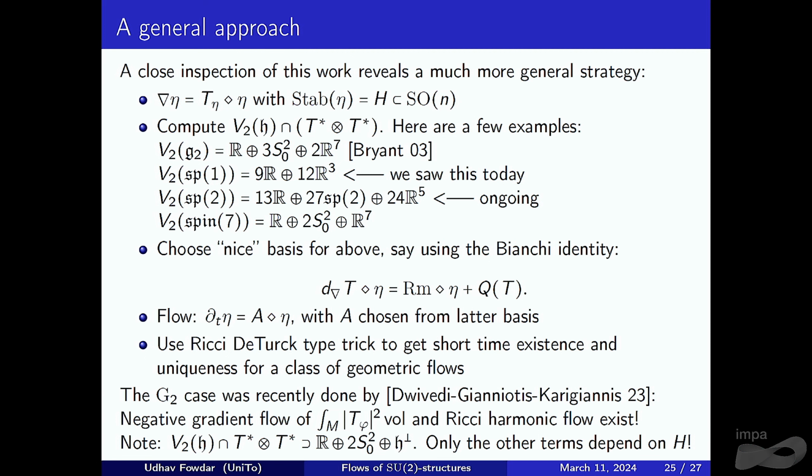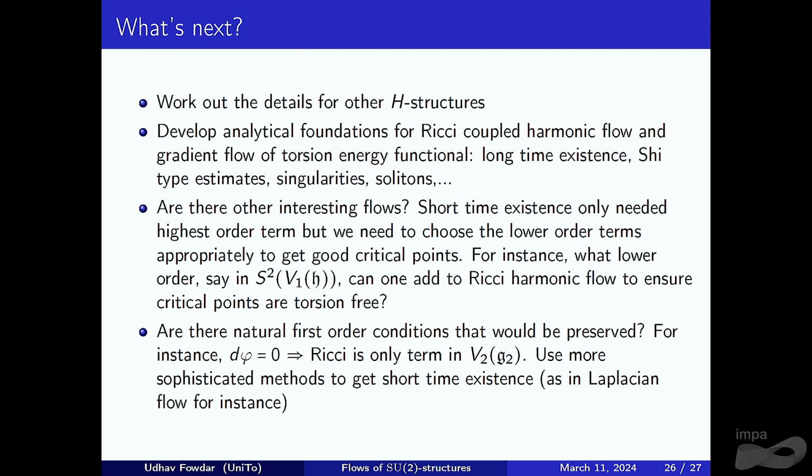Okay, so does that mean that we've classified all flows? Well, not really. We still have to work out the details for the other H-structures, to find out what the quantities are. So I've introduced two new sets of flows. One is the Ricci flow coupled with harmonic flow, and the other one is the negative gradient flow of the intrinsic torsion. All I've done is look at the highest order term to prove short-time existence and uniqueness. But we don't know anything about long-time existence. We don't have Shi-type estimates. What are the singularities? What are solitons? We don't know. We still haven't done anything about that.